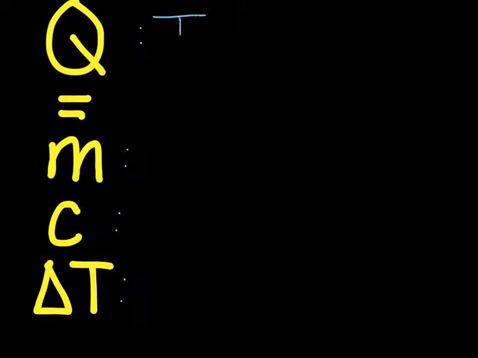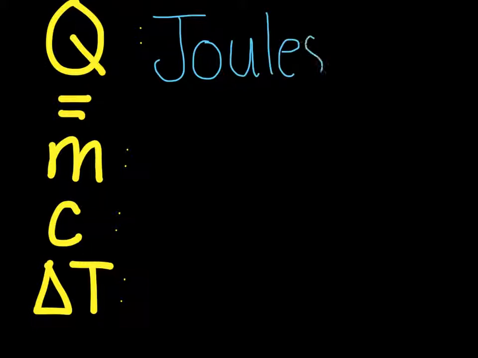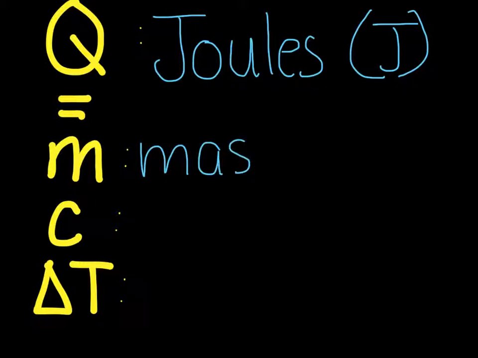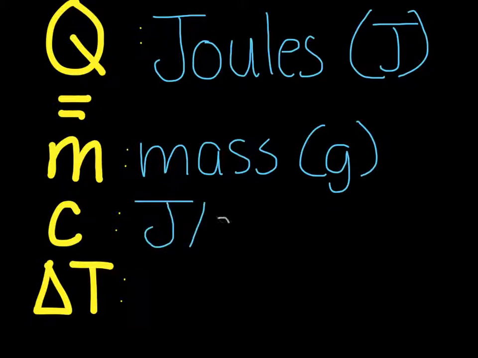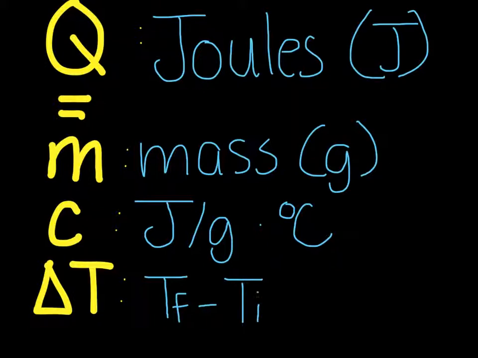Q. This is the quantity of heat energy that is released or absorbed. It is measured in joules. M. This is the mass of the substance. It is expressed in grams. C. Specific heat capacity of a substance, expressed in joules per gram degrees Celsius. Delta T. To find delta T, you must do the final temperature subtracted by the initial temperature. This is in degrees Celsius.